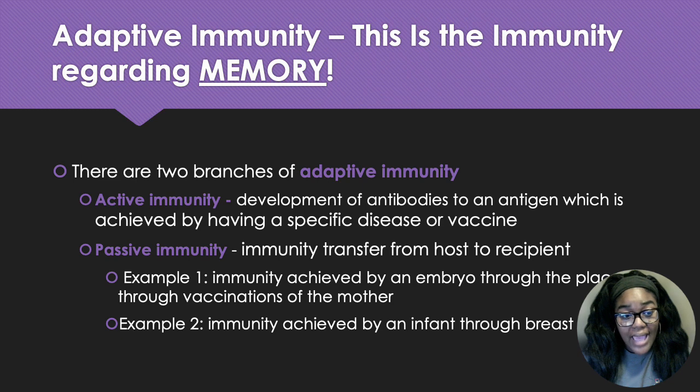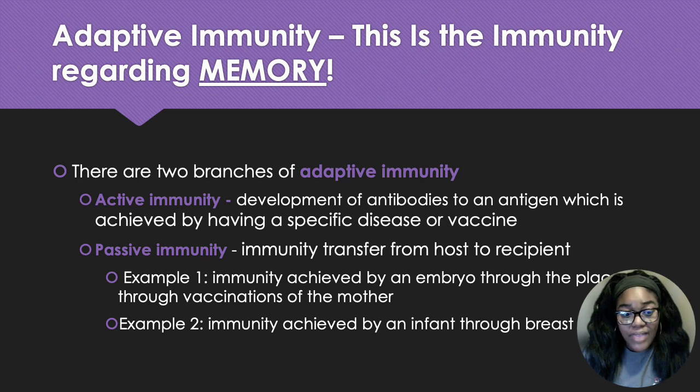Again, if you've already had a specific disease such as chickenpox, normally if you are exposed to chickenpox again, the body remembers that you've been exposed to it and you do not receive the chickenpox again as a result. Then we have passive immunity, and that is immunity that is transferred from a host to a recipient.